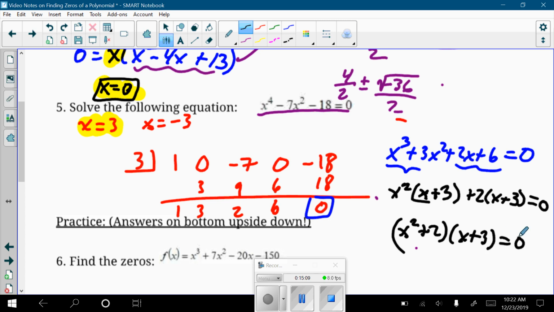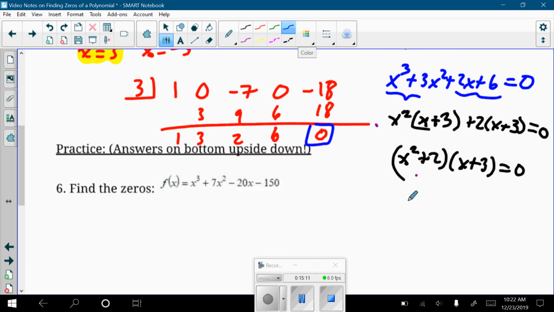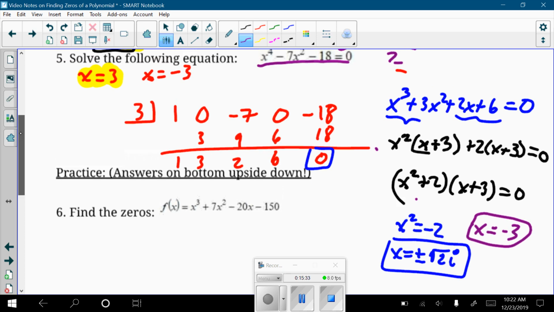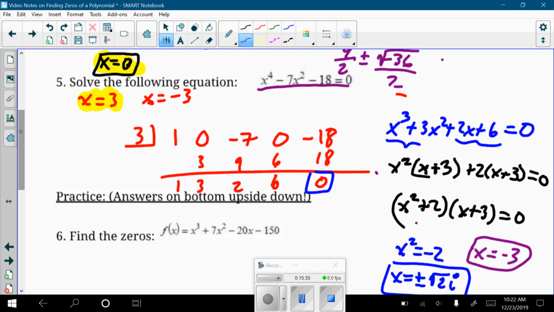I'm going to set each one of those factors equal to 0. Well, if x squared plus 2 equals 0, x squared equals negative 2, x equals plus or minus the square root of 2i. Hope you guys are getting good at that now in the other chapters. x plus 3 equals 0, x equals negative 3. Cool. And what you'll notice here is, like I anticipated originally, I got 4 x-intercepts. 1, 2, 3, 4.